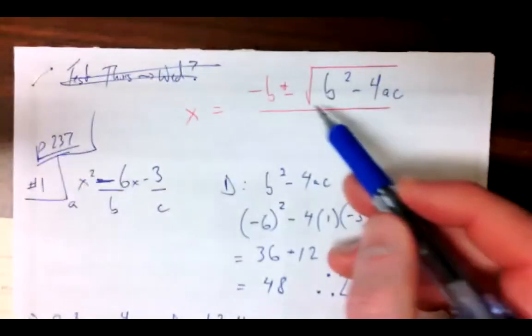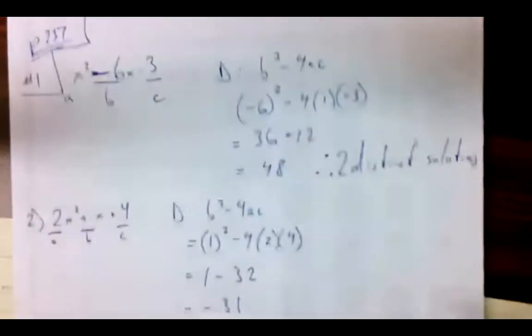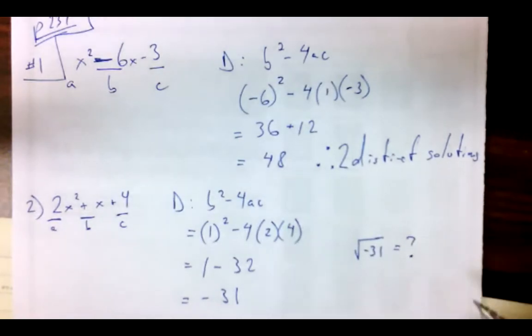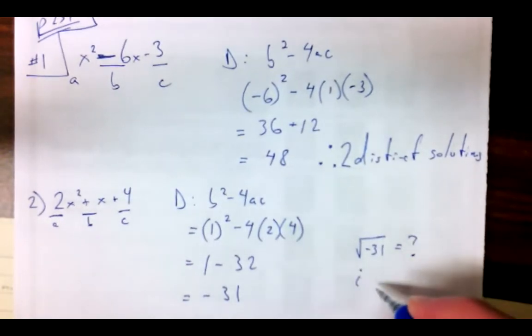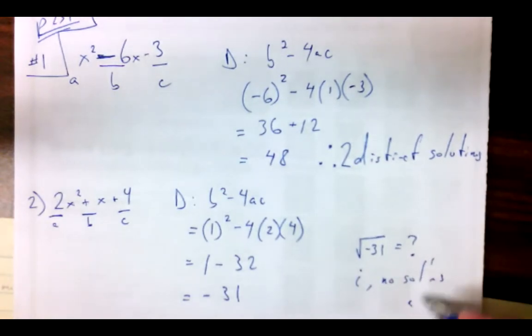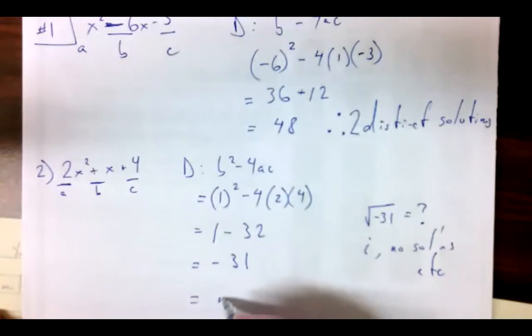If we have a negative under the root sign, what happens? What is the root of negative 31? Nothing. It's an imaginary number. There's no solutions. It's an empty set. There's all kinds of different ways to say it. So there are no solutions.